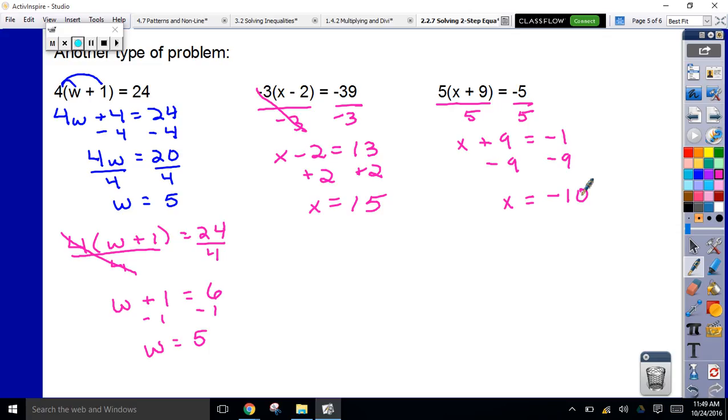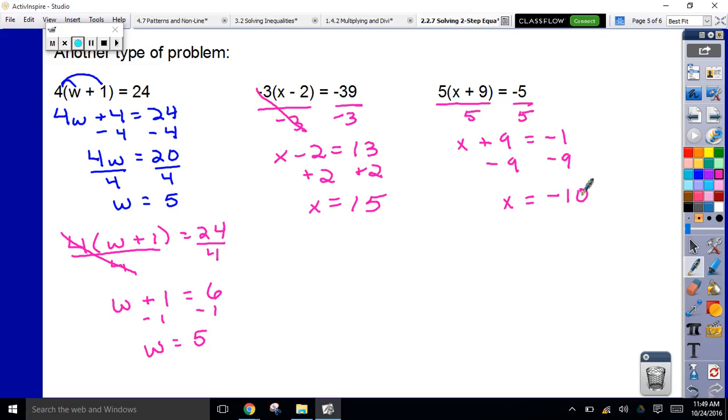Yes. No, negative divided by negative is positive. 39 divided by 3 is positive 13. And then we added 2. Okay. Well, I'll have to look that up.